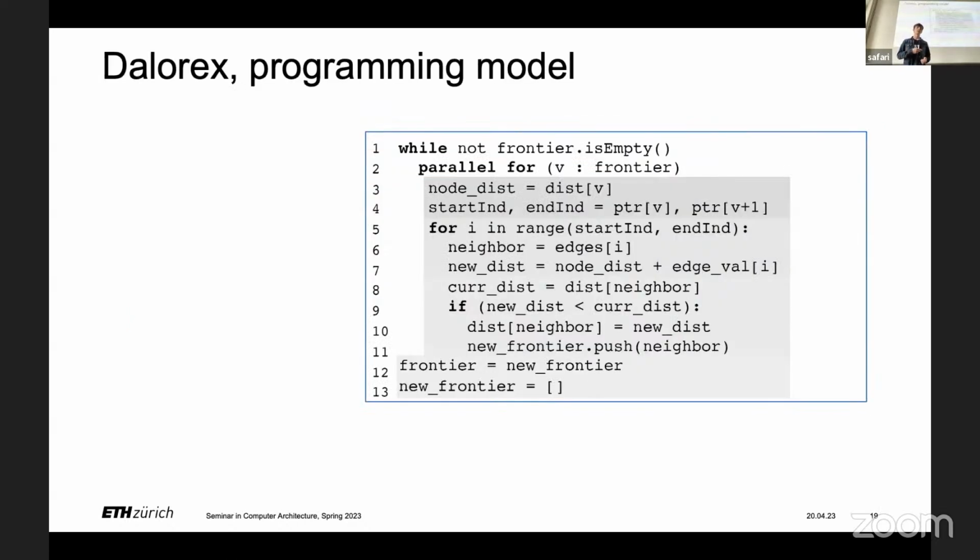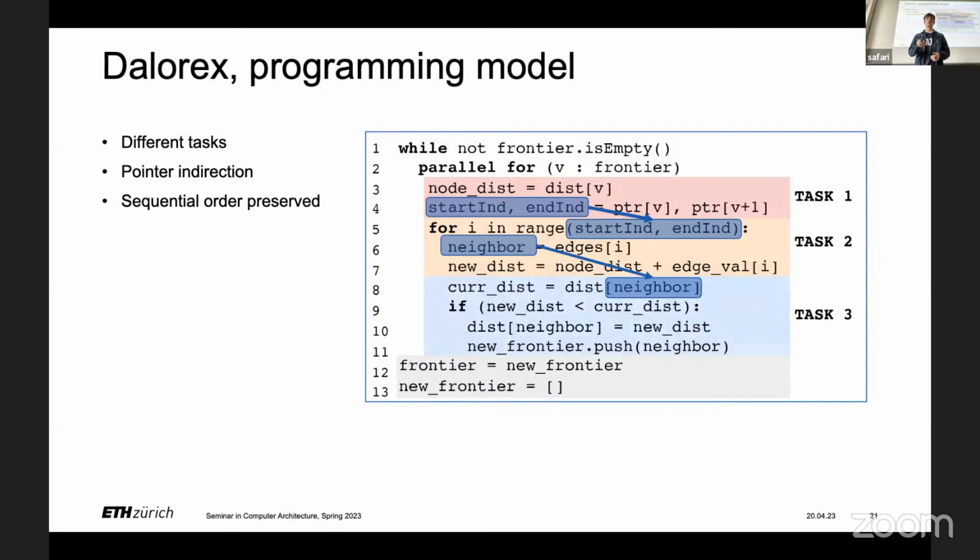So this is the same image as before, the pseudocode of the single source shortest path. The goal of Dalorex is to split this kind of code into different parts. These parts are called tasks, and they are split at each pointer indirection. The goal is to have each task simply compute over the same kind of local data. For example, in here, in these points, you can see the pointer indirections, and then you can see how the code is going to be split into 3 different tasks.